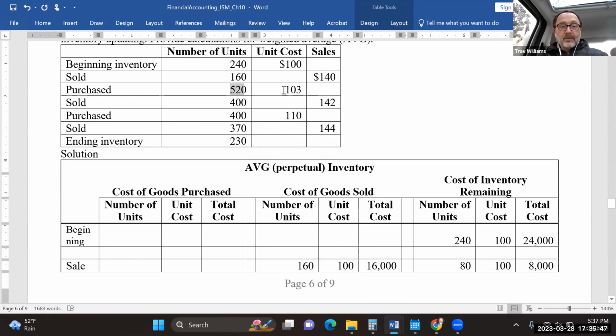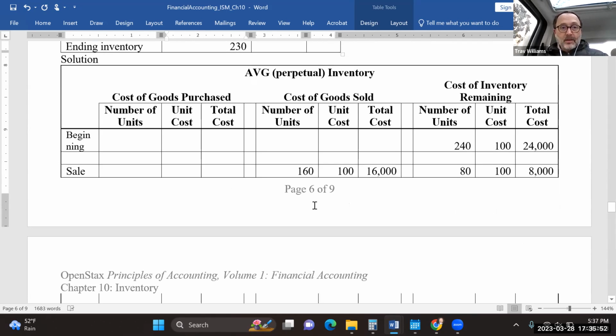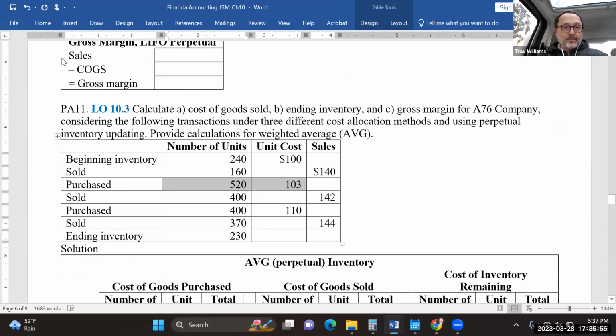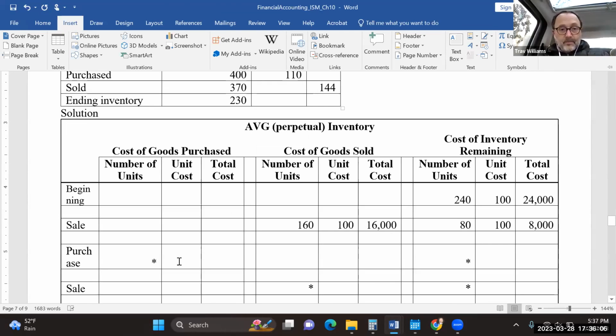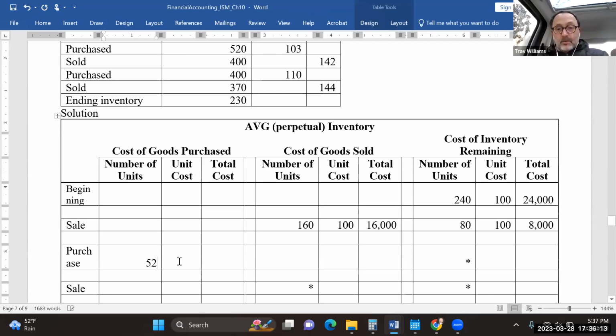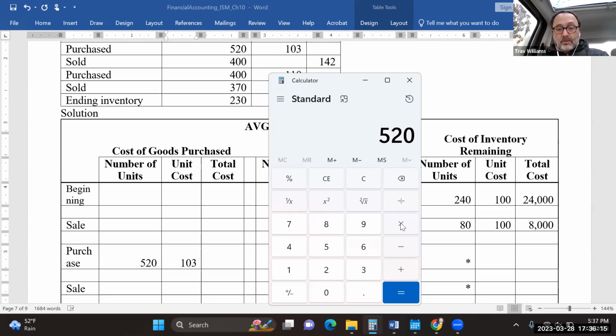Then we buy 520 units at 103. Okay, let's move this down. So 520 units at 103. All right, 520 times 103, 53,560.